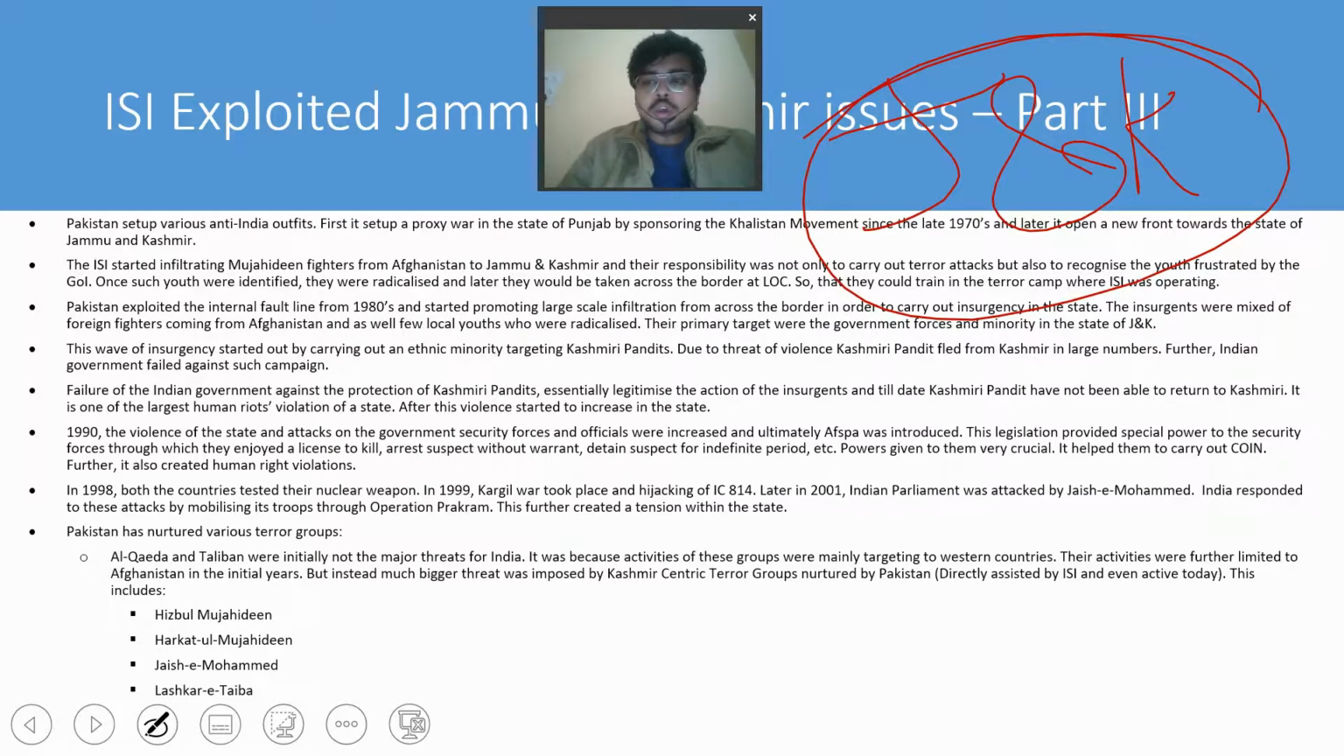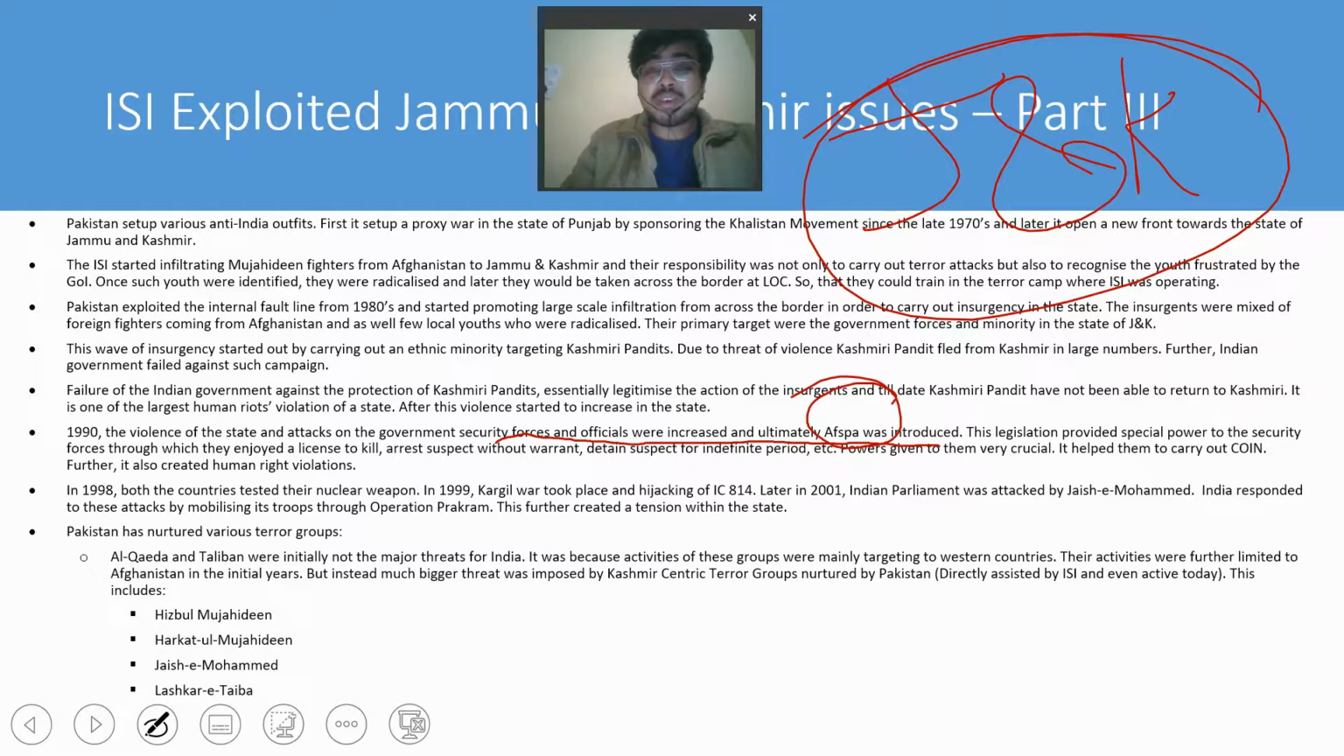In 1990, the violence in the state and attacks on the government security forces and officials increased. Ultimately, AFSPA was introduced, and it is a very strict law where they were allowed to kill, with shoot-at-sight orders. They could do what they wanted, and this also became one of the major drawbacks for the Indian government, because many human rights violations took place.